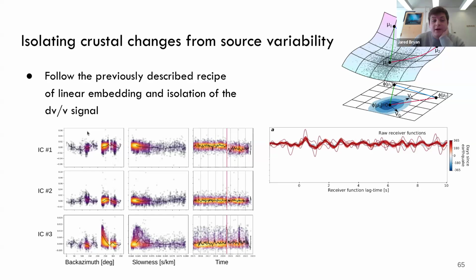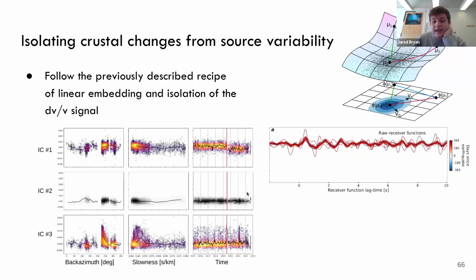So for example, independent component 1 here has some sinusoidal variation in back azimuth, maybe some mild slowness dependence. But there's this strong variation for this component in time. It shows this strong step change at the time of the earthquake. By contrast, the second independent component doesn't show anything really strong happening at the time of the earthquake.